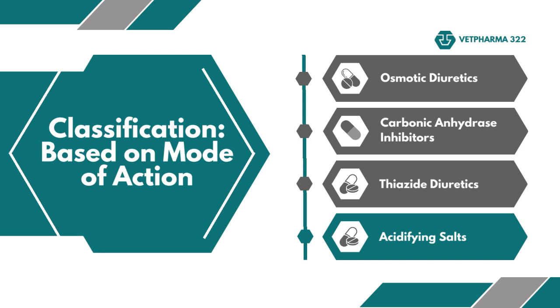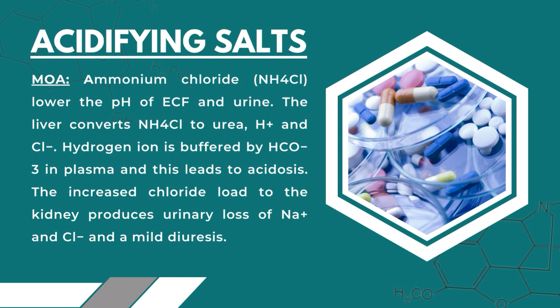The next classification of diuretics based on their mode of action are the acidifying salts. Acidifying salts like ammonium chloride lower the pH of ECF and urine. The liver converts ammonium chloride to urea, hydrogen, and chloride. Hydrogen ion is buffered by HCO3 in plasma and this leads to acidosis. The increased chloride load to the kidney produces urinary loss of sodium and chloride and a mild diuresis.